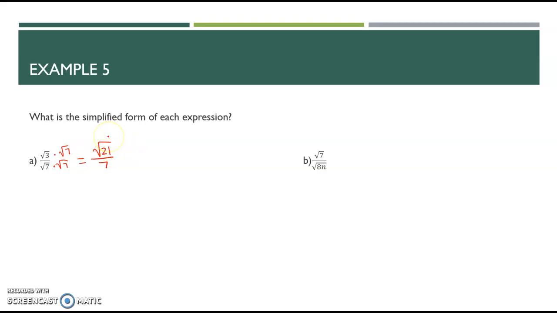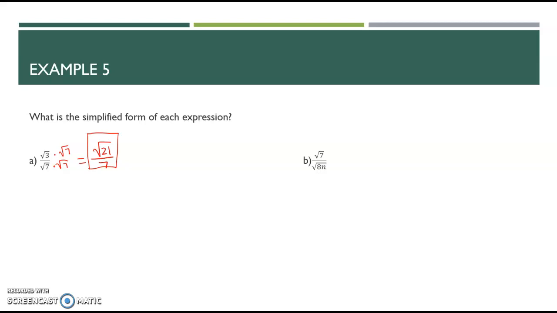Now, the 21 on top is under a square root. I cannot simplify the 21 with the 7 on the bottom because the 7 on the bottom is outside of the square root, whereas the 21 is inside. They cannot divide out because they're not like terms. They're not in the same position in order to divide out. So that is our final answer, the square root of 21 over 7.